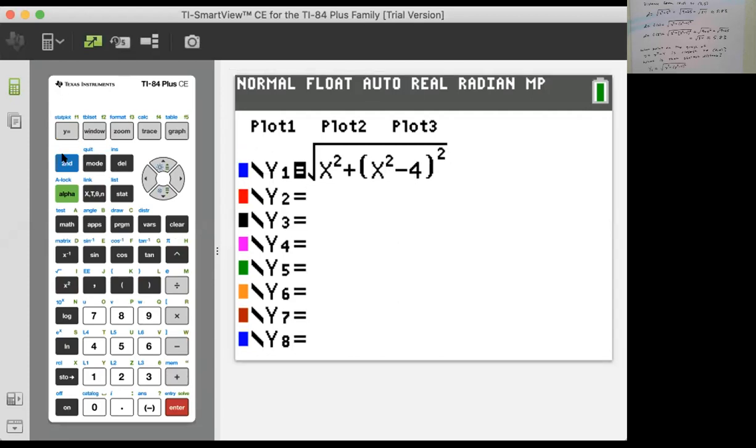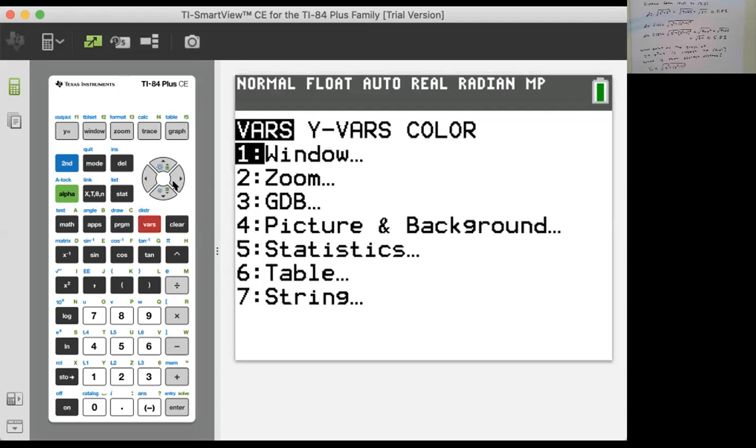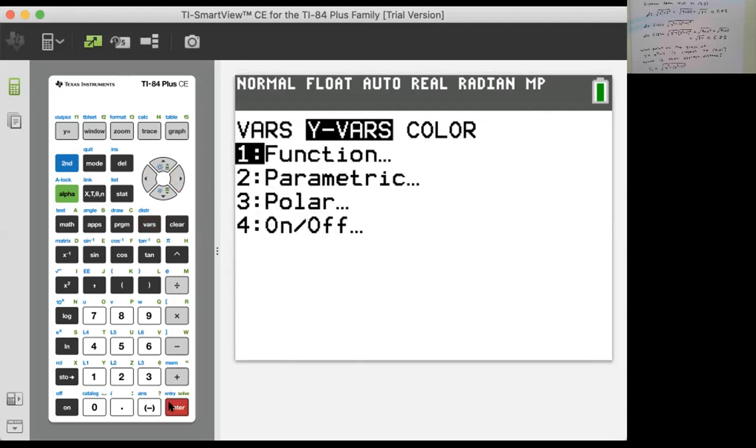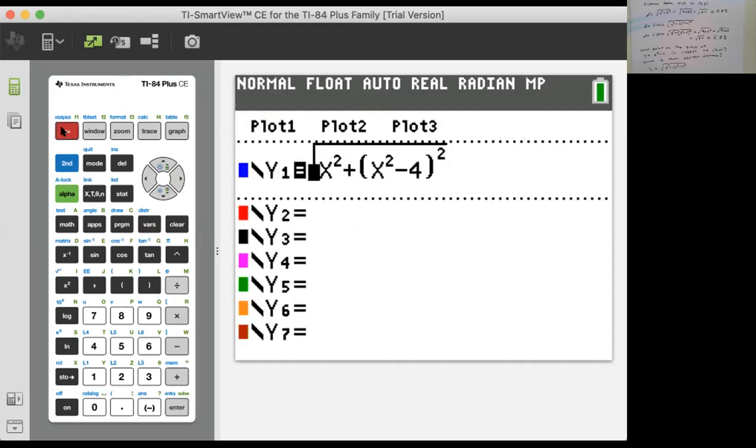So just as a little check, vars, arrow it over to y vars, function, we have y1. We want to see if I plug in 3, I should get the same answer. And I do. But what I really want is I want to look at this function. I want to find out what is its lowest value. So I'm going to graph it.